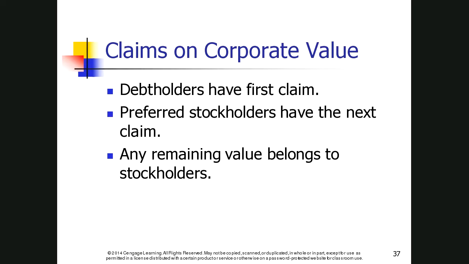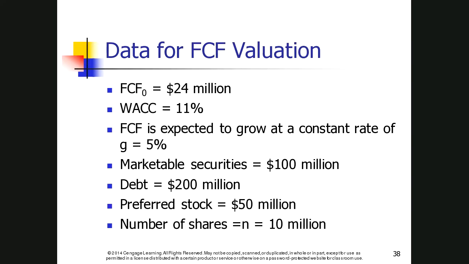And then the preferred stockholders come before the regular or common stockholders. And then any remaining value belongs to the stockholders. So what are we going to do? We're going to calculate the firm's overall value, and then carve out the debt value, which is the amount that can be claimed by the debt holders. And then we are going to carve out the preferred stock value, which is the part claimed by the preferred stockholders. The rest of the value will be the equity value.